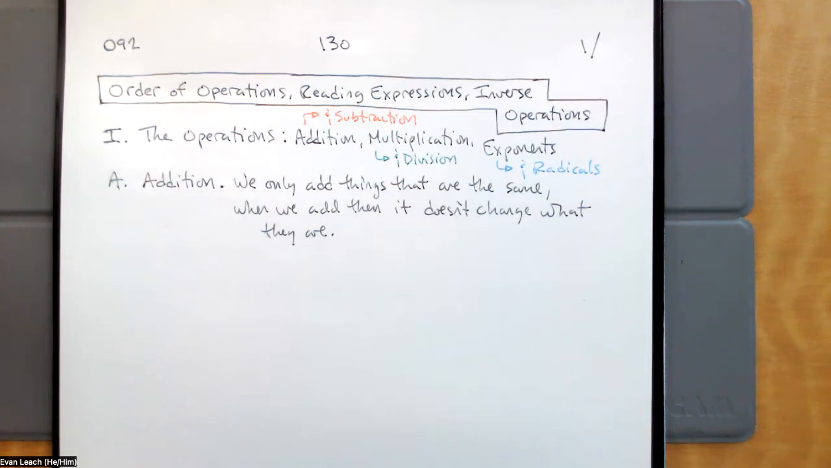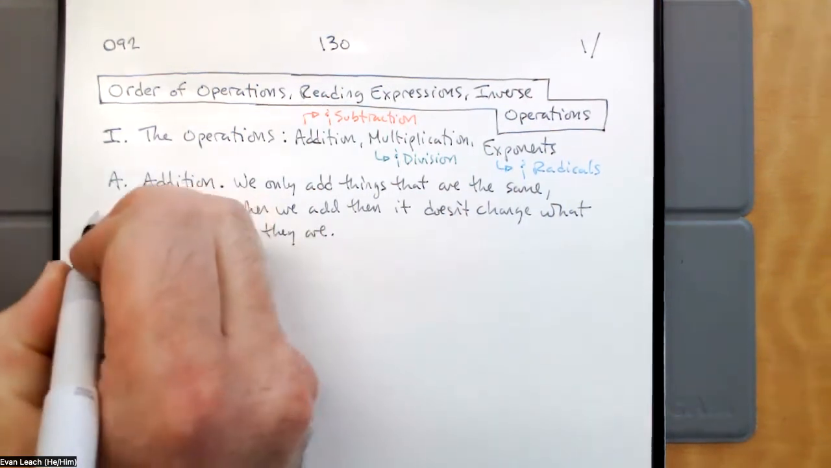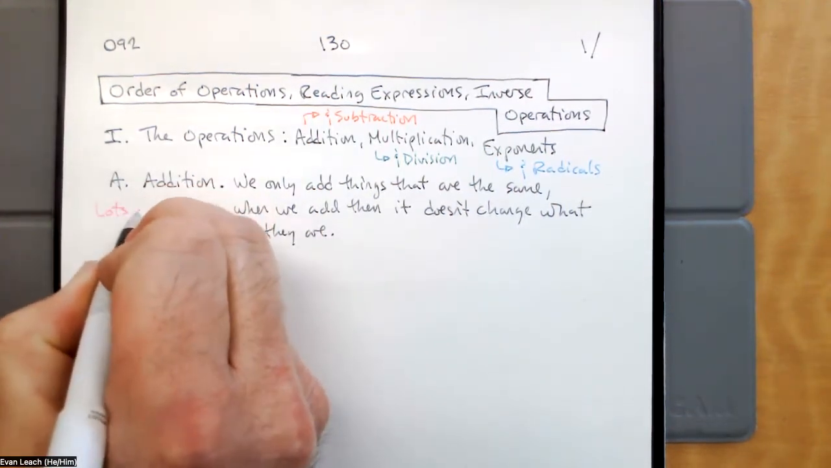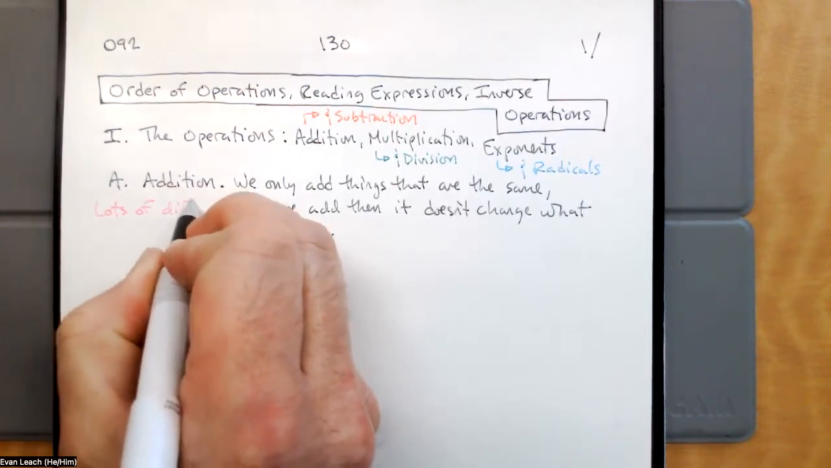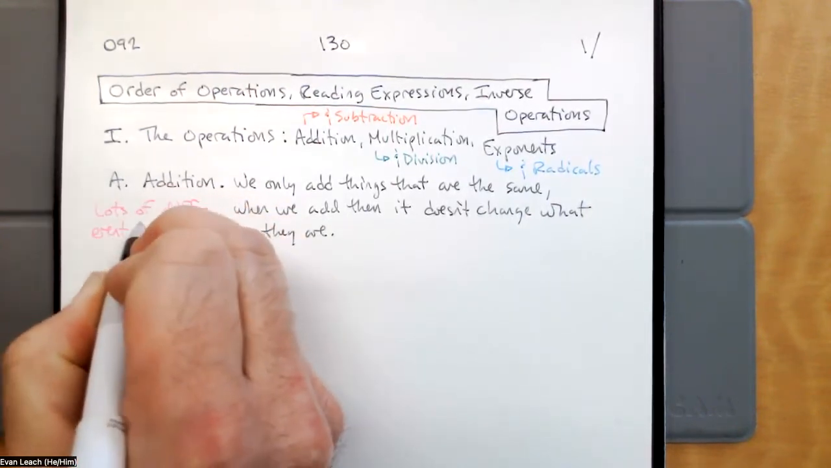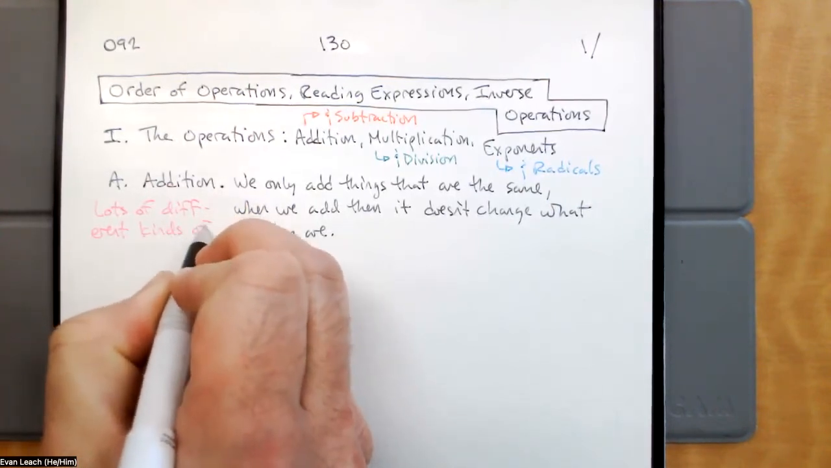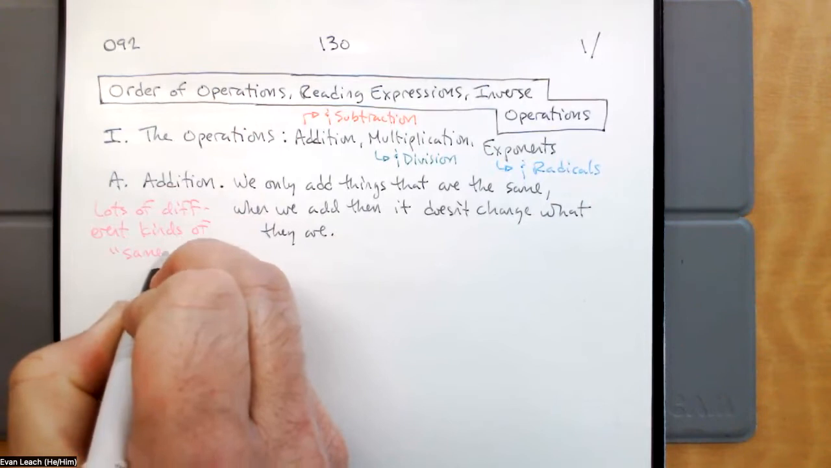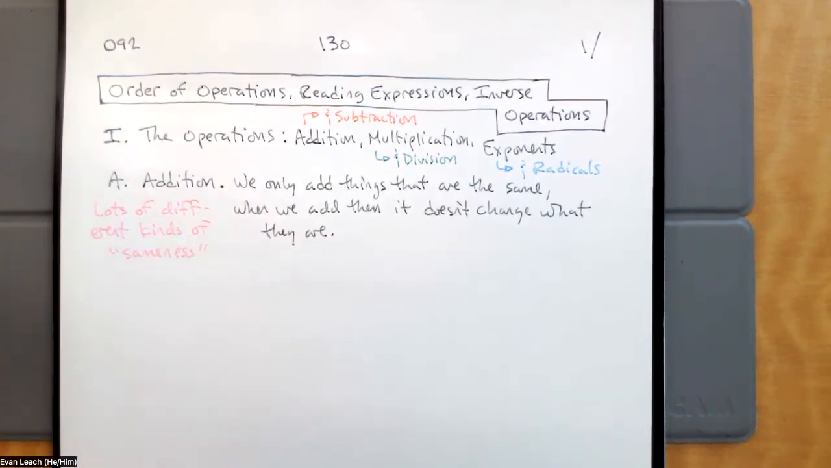So let's try to figure this out. We only add things that are the same, and when we add them, it doesn't change what they are. Now, there's lots of different interpretations for sameness. So we just need to increase our interpretation of sameness. There's lots of different kinds of sameness.